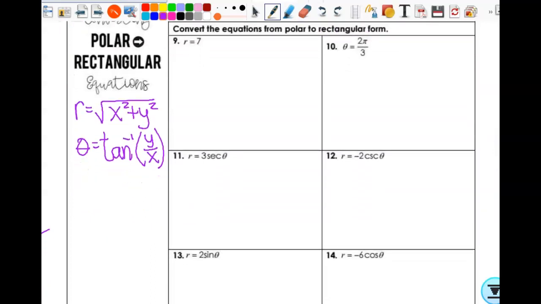All right, so let's substitute. r equals 7. So I can substitute in for r the square root of x squared plus y squared. That's going to equal 7. Then I can get rid of that square root by squaring both sides, so I get x squared plus y squared equals 49. This we should recognize is the equation of a circle whose radius is 7, right? And then this also, centers at (0, 0), radius is 7.